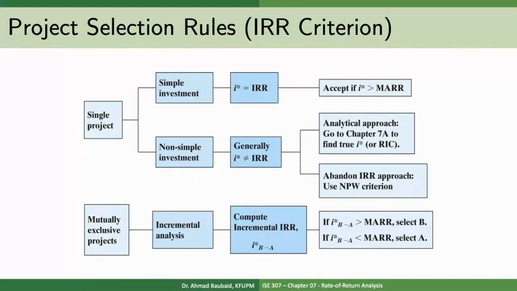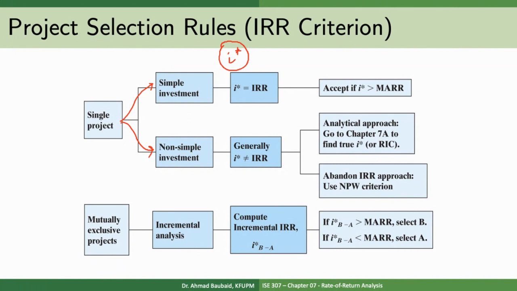Right, here's the flow chart that I was talking about. For a single project, you first need to look at if it's a simple investment or if it's a non-simple investment. If it's simple, what do we know about simple investments in terms of the number of possible I star values? How many do we have? It's 1. And in the non-simple case, it varies sometimes.